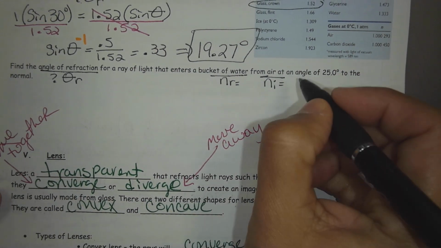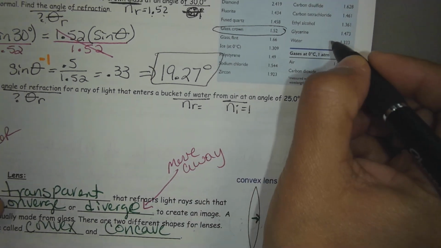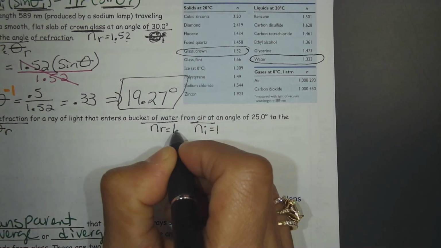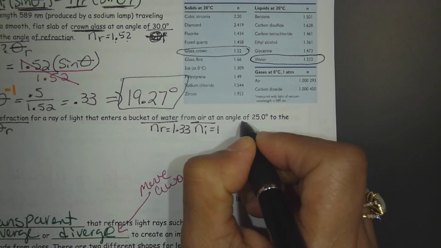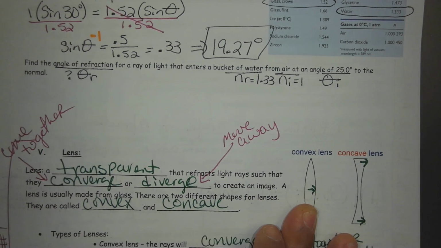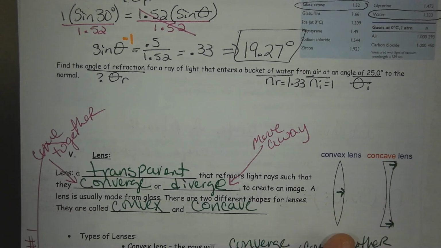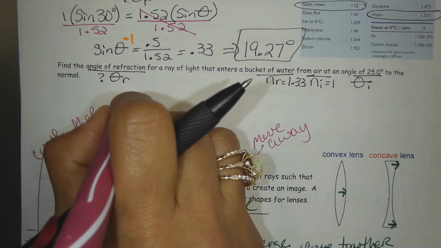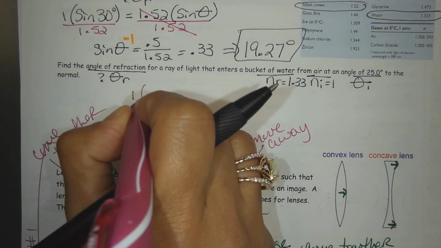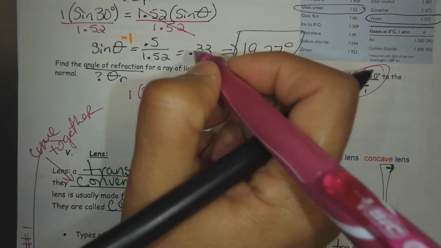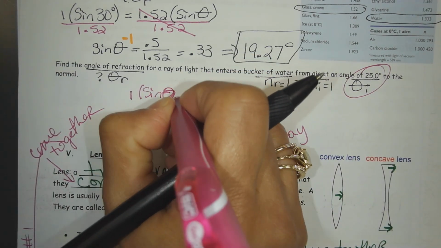All right, air is 1. What is water? Look at my chart. Here it is, 1.33. At an angle of theta I, 25. All right, let's do this again. Same thing. n I is 1 times the sine, right here, of 25 degrees.